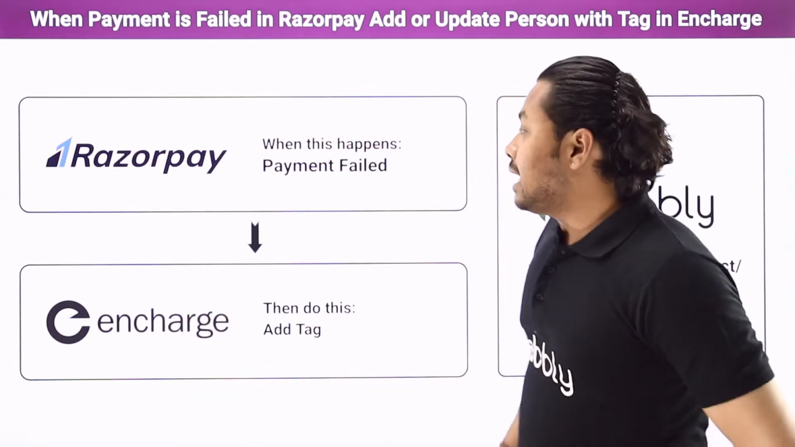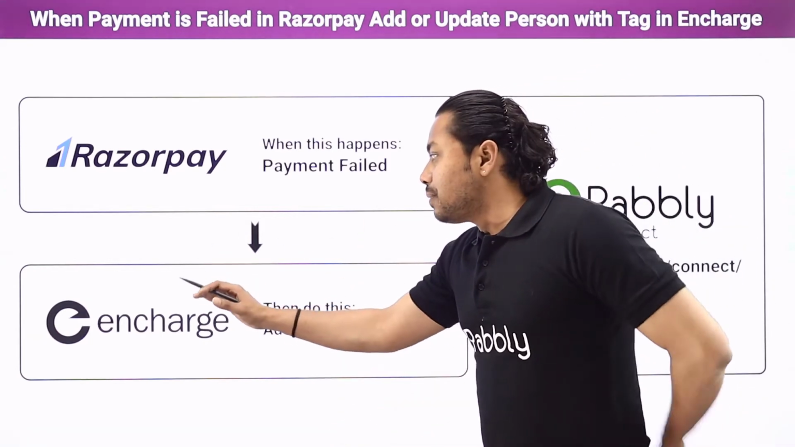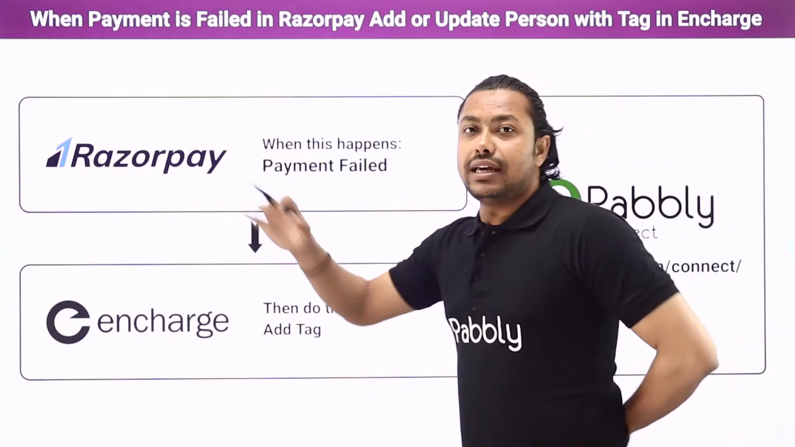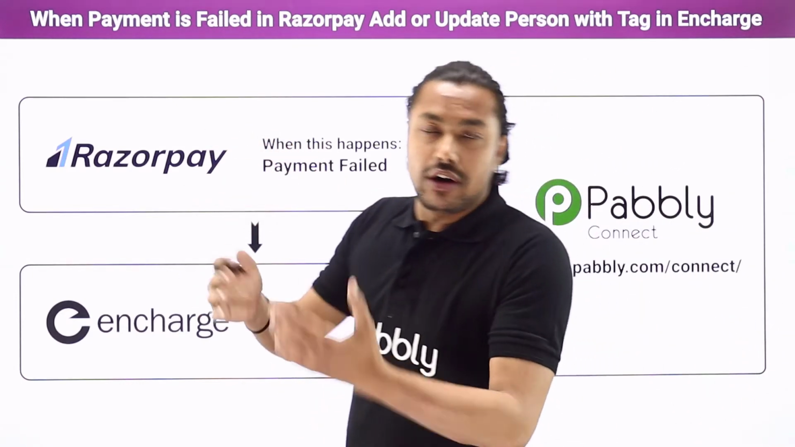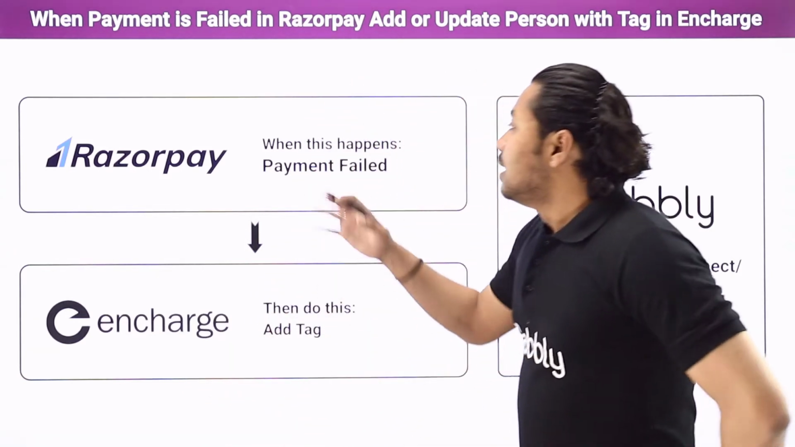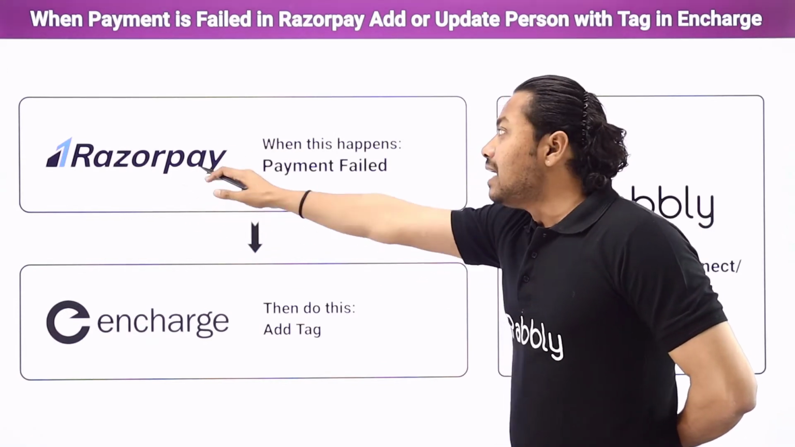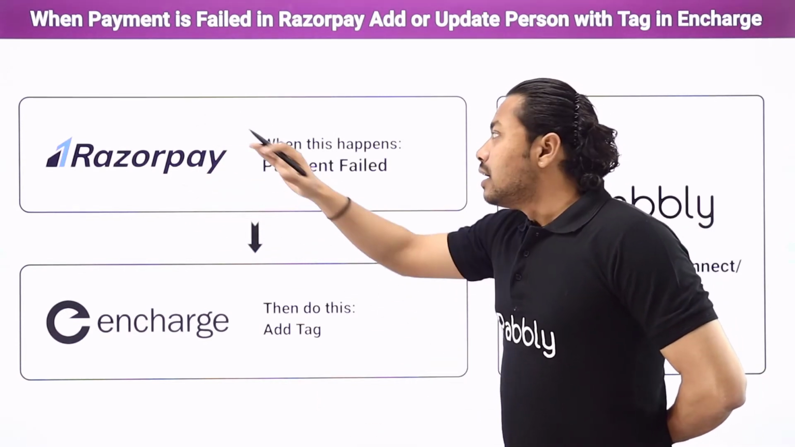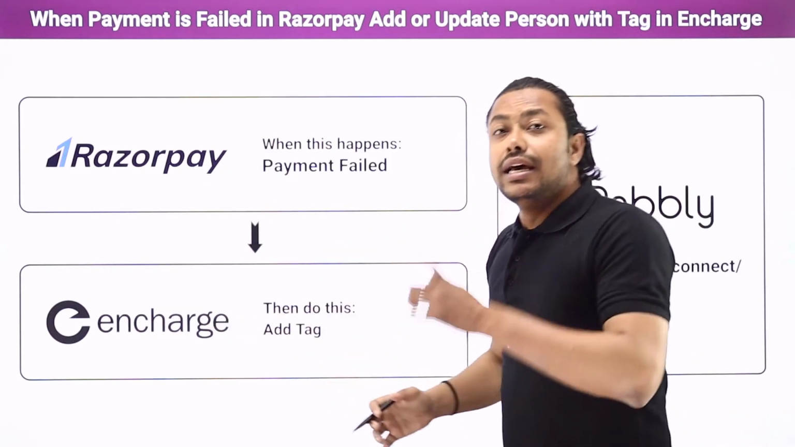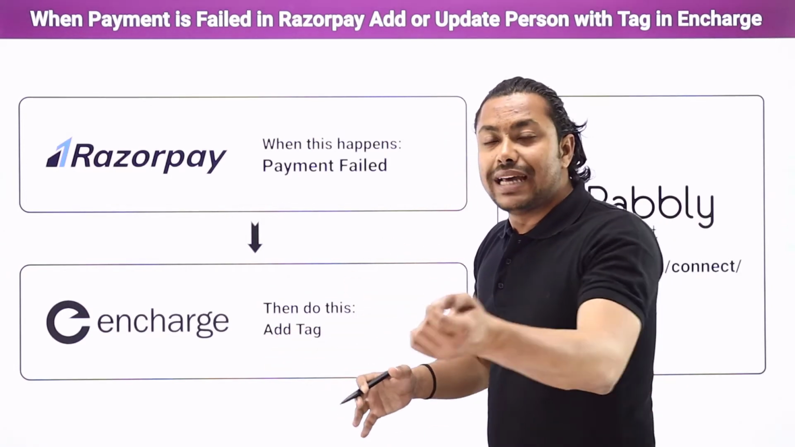So today I am going to tell you how you can add or update a tag for a particular person in your Encharge account whenever a payment has failed in your Razorpay account. Now what will happen is, whenever a person pays to your account through the Razorpay payment gateway, and the payment fails, if his name is available in your Encharge account, an automatic tag will be added that the payment has failed for this person.